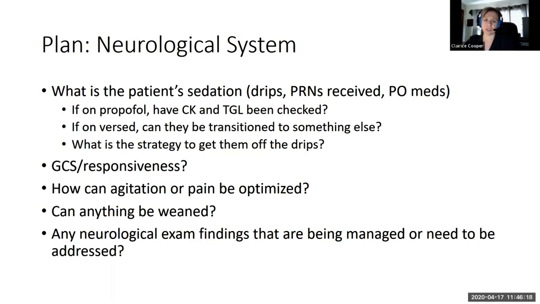If the patient's on Versed, sometimes you have no choice if they're hemodynamically unstable and agitated. However, as they stabilize, they can typically be transitioned to something else. We try to avoid Versed because of its active metabolites and also because of its propensity to cause delirium. And so every day that a patient's on Versed, you should be looking for ways to get them off of Versed.